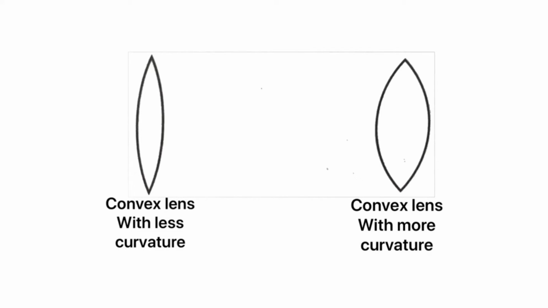Now you can see a convex lens with less curvature and a convex lens with high curvature on the screen. The focal length of the lens with less curvature is high. It means to see a distant object, the focal length of the lens is high. Then the focal length of the lens with higher curvature is low, for a nearby object.